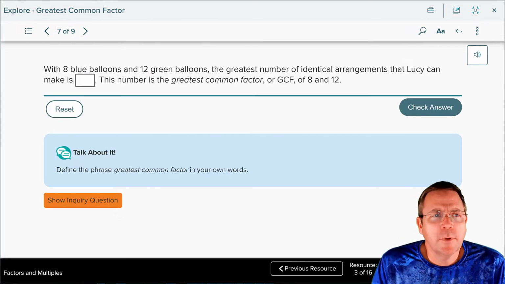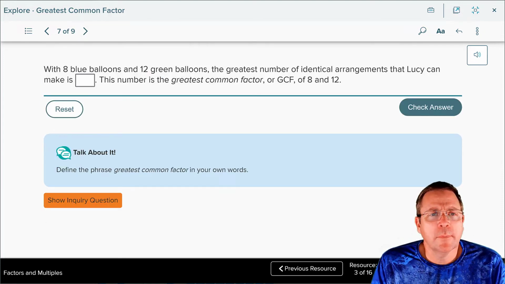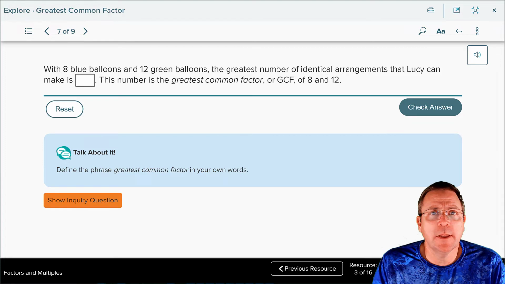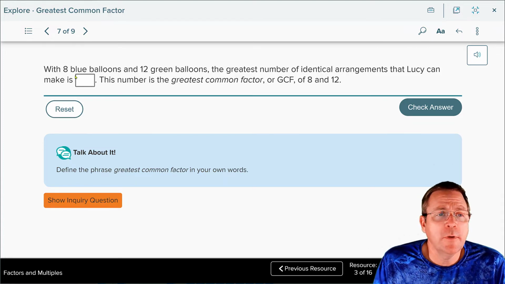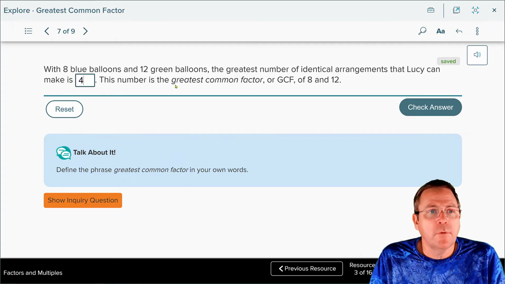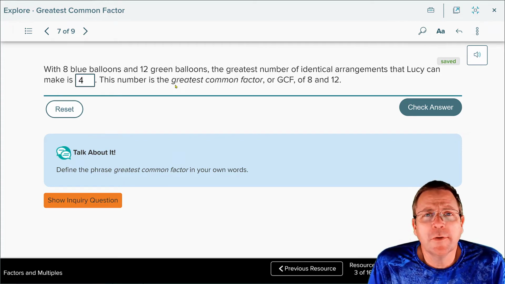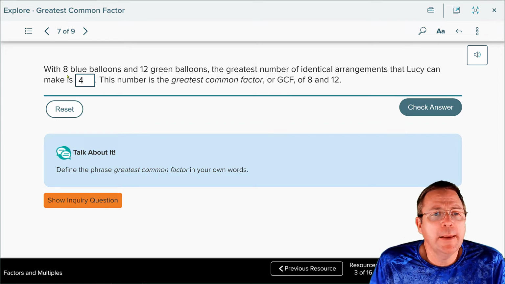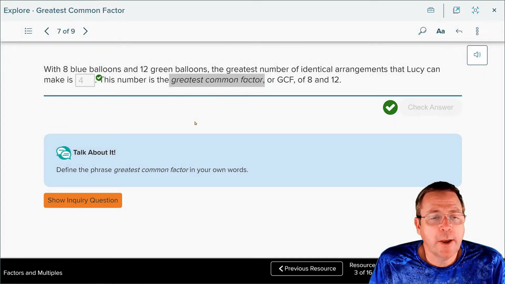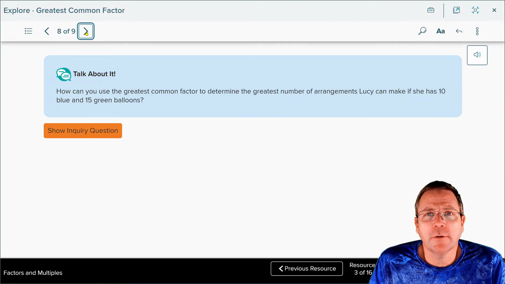So digging in a little bit further, with 8 blue balloons and 12 green balloons, the greatest number of identical arrangements that Lucy can make is, well, it's going to be 4, because that's the largest number that divides. Oops, that's a 5, not a 4. That's the largest number that is going to divide into both 8 and 12. And we call that a greatest common factor. Greatest common factor is, of course, going to be a vocab word, and I suspect they're going to give us another shot at defining it here soon.